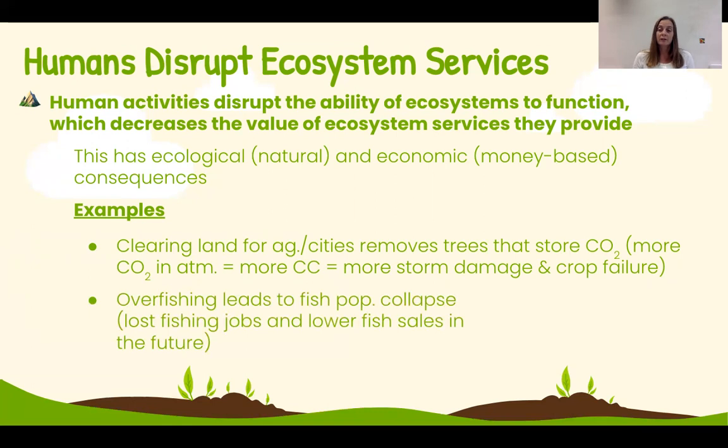We can also look at a different aspect. So when we look at overfishing, that can lead to a population collapse for the fish, and that will in turn cause a loss of fishing jobs and lower fish sales in the future. So in the short term, overfishing provides a lot of goods that can be sold, but in the long term, because it damages the ability of the ecosystem to maintain stasis, that's going to decrease the ultimate value of those ecosystem services.